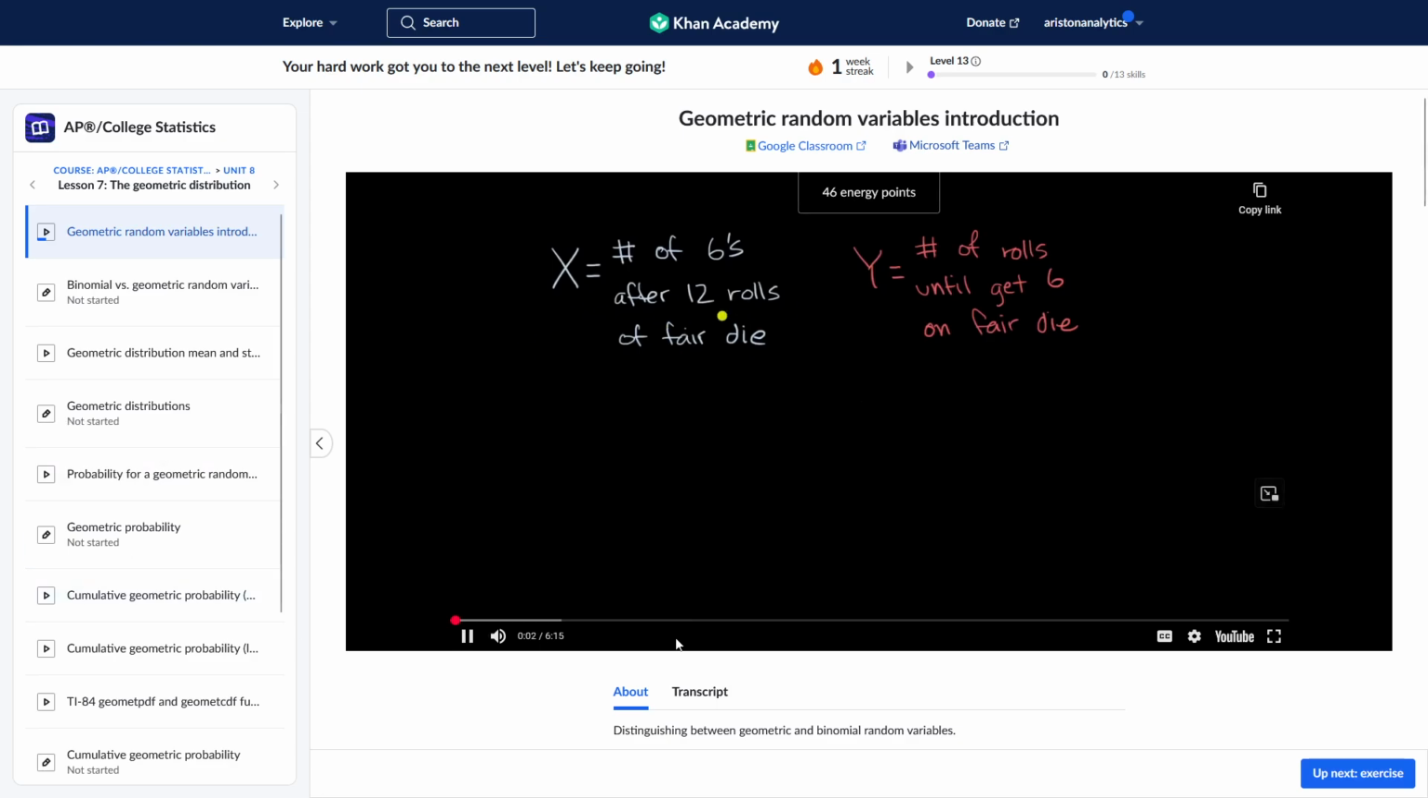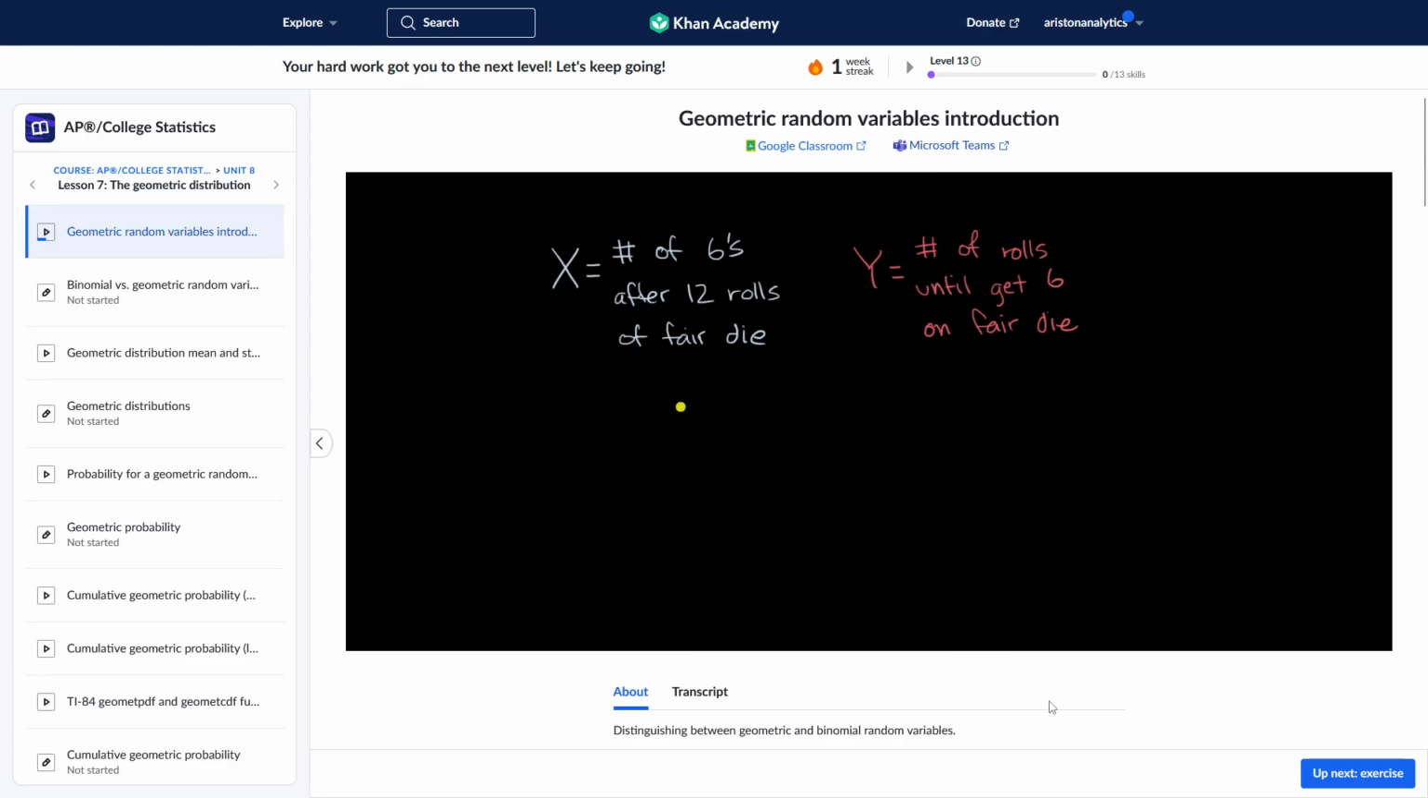So I have two different random variables here, and what I want to do is think about what type of random variables they are. This first random variable, x, is equal to the number of sixes after 12 rolls of a fair die. Well, this looks pretty much like a binomial random variable. In fact, I'm pretty confident it is a binomial random variable. We could just go down the checklist.